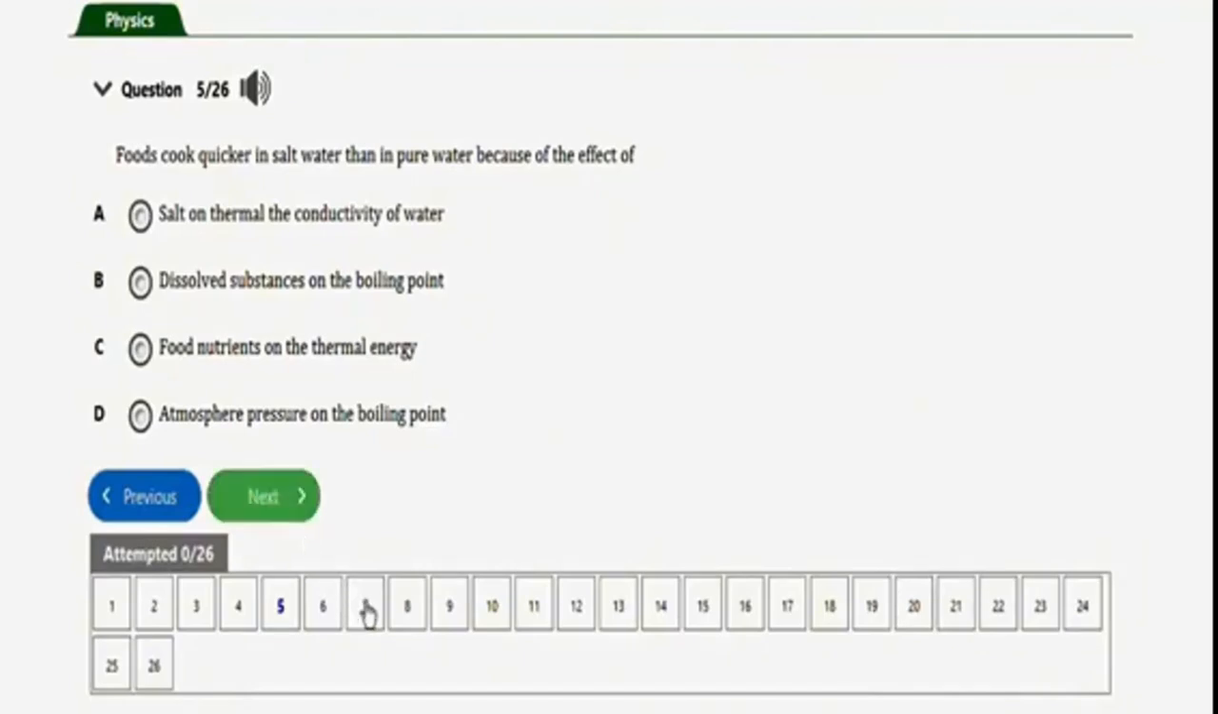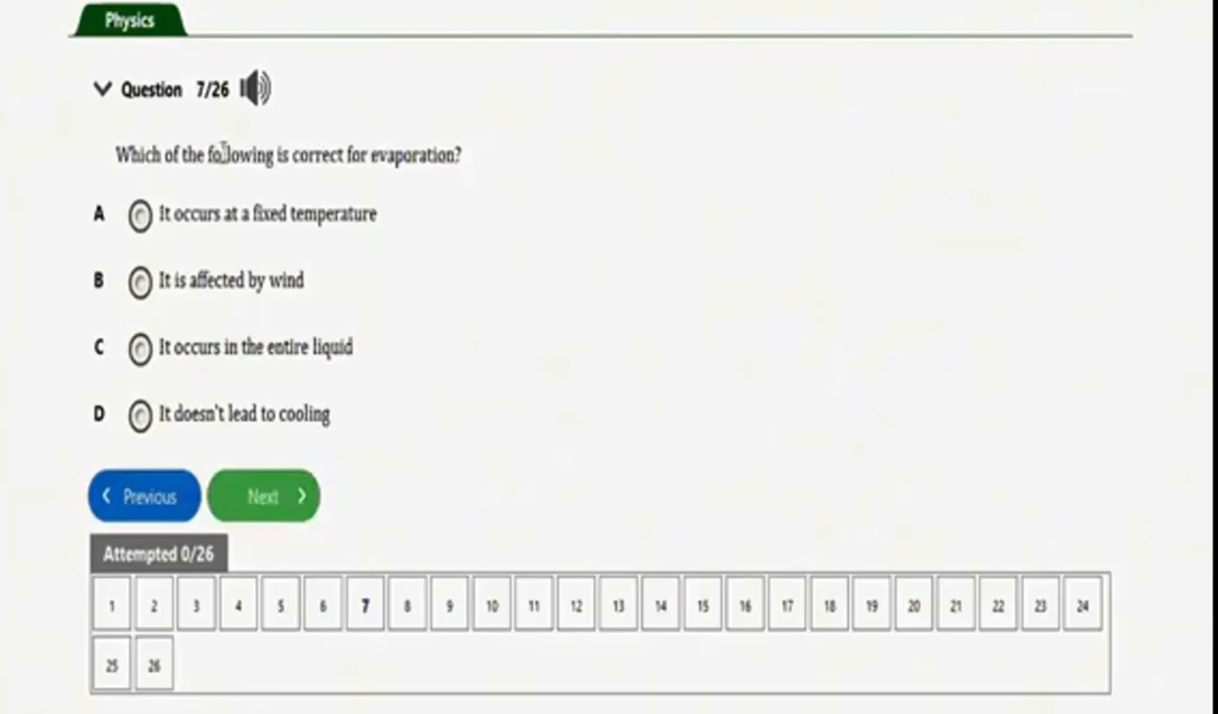Next repeated question with this one. It says which of the following is correct for evaporation? It occurs at a fixed temperature. No, it's not correct. It is affected by wind. This is correct. It occurs on the entire liquid. No. It doesn't lead to cooling. No. So the correct option is option B, which is it is affected by wind.